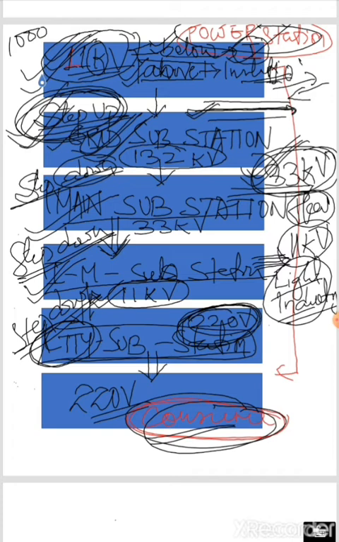Then it goes to the main substation, that is 33 kilovolt, from where the electrical energy is supplied to heavy industries. Then it goes to the intermediate substation, where the voltage is dropped to 11 kilovolt. From here it is supplied to light industries. Then it goes to the city substation, where the voltage is dropped to 220 volt, and then from there it reaches us for our consumption. All right, so this is how the energy is generated and transmitted from the power generating station to the consumer, that is to our house.